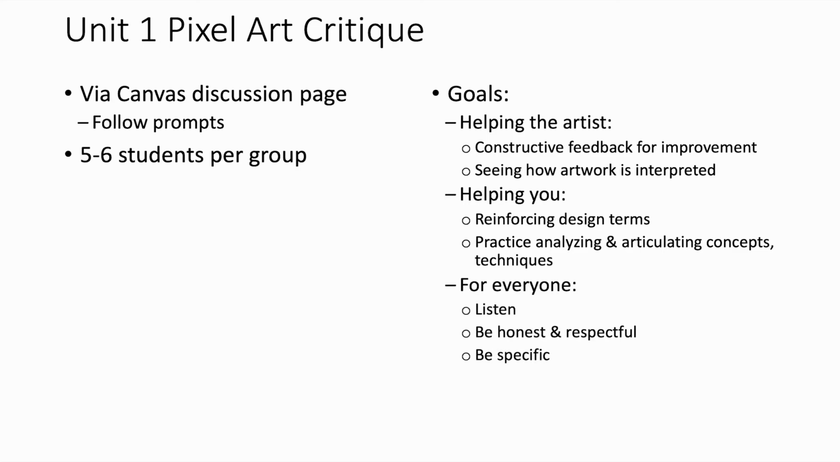No matter what side of the critique you're on, always make sure that you listen carefully. Be honest, but also respectful in the way that you're getting and receiving feedback, and be specific. So when you're pointing out something that could improve in someone's artwork, don't just say, hey, this stinks, or hey, this is great. You really need to spell out what you're thinking and why.